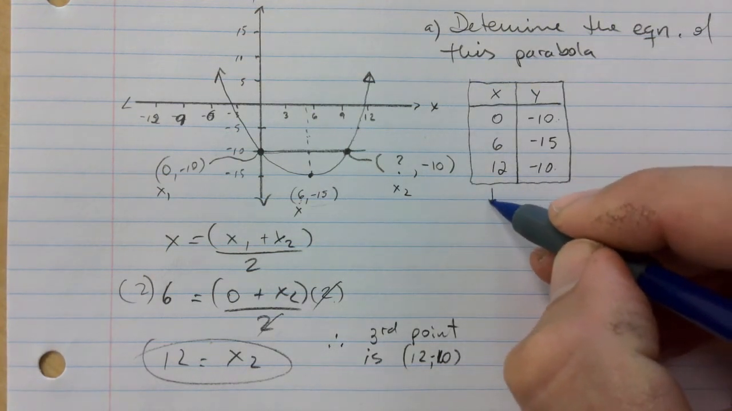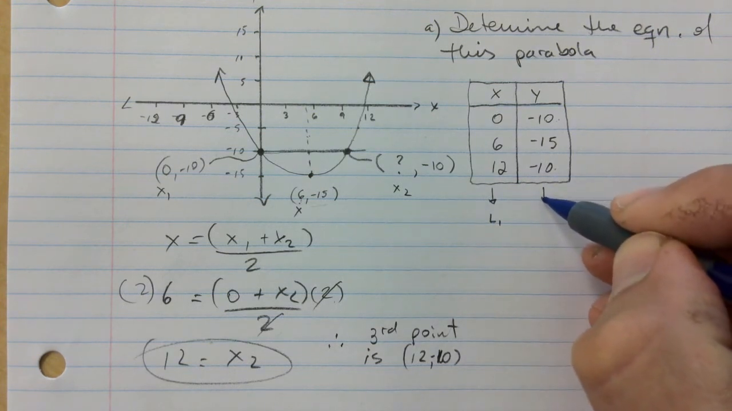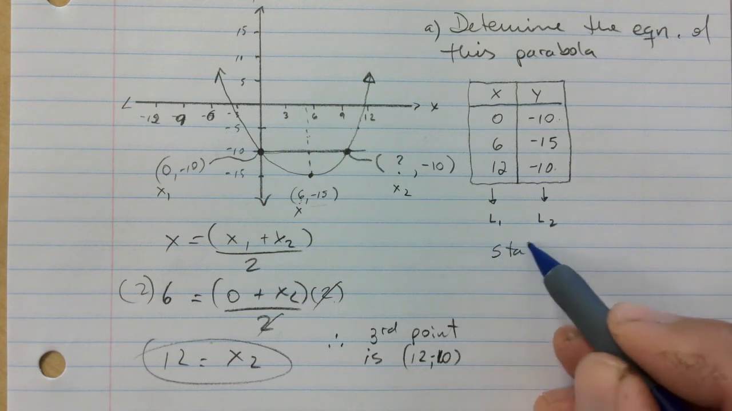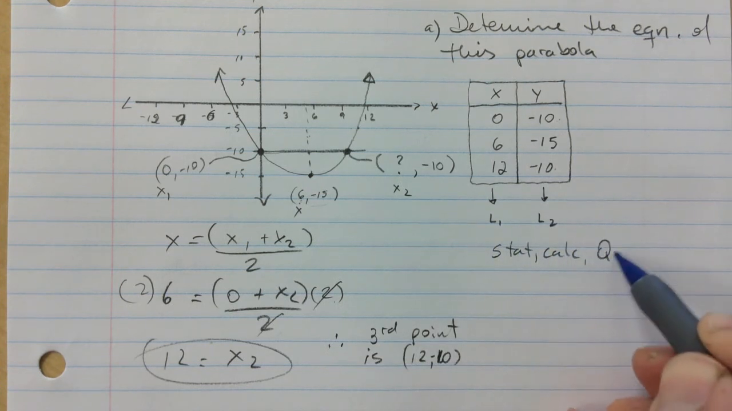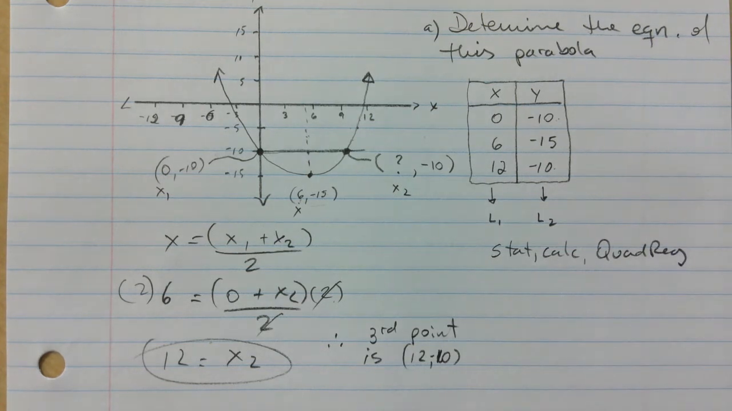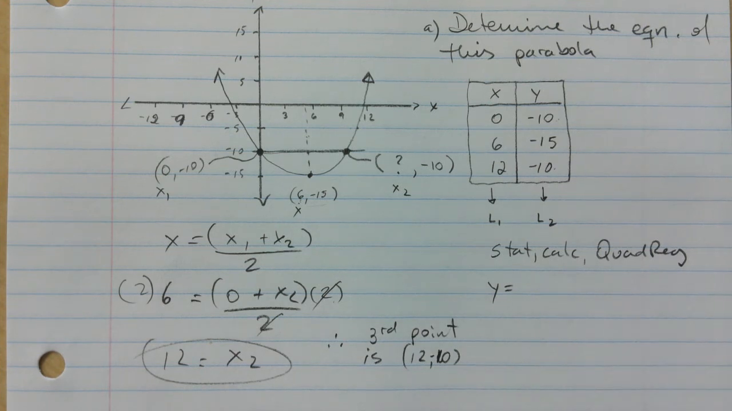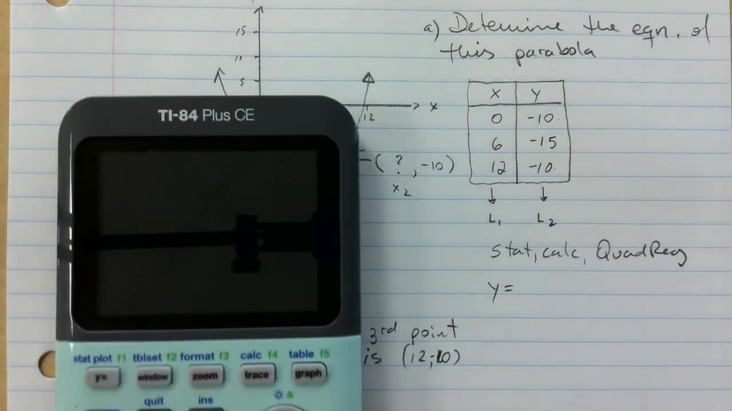I box this in and just say that this goes into L1, this goes into L2. Stat, calc, quad reg. Next you're going to have to worry about, is it cube reg, and so forth. And we're going to go ahead and come up with our equation. Sometimes I don't even ask you to graph it. You just come up with the equation, you're done. So let's go ahead and do that.